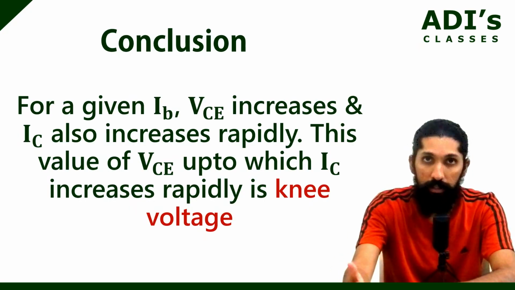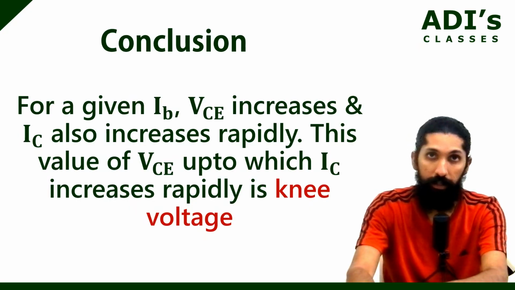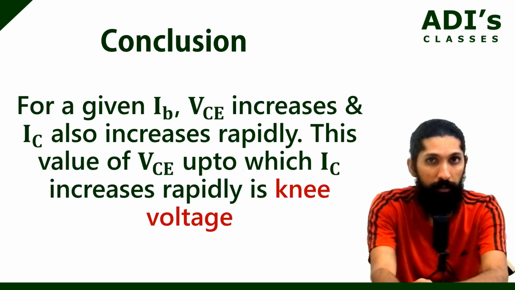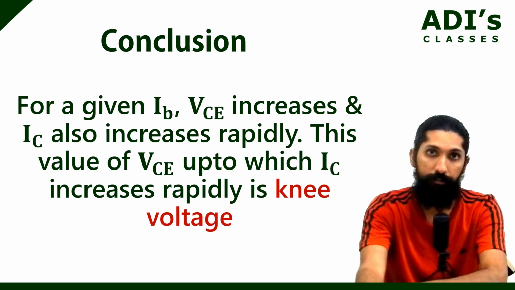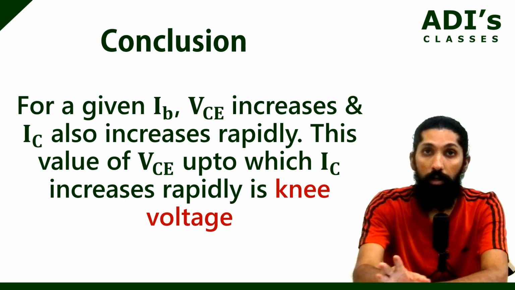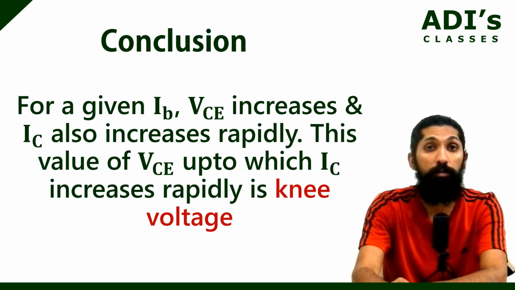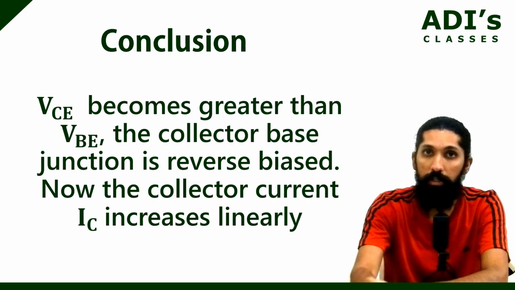IC also keeps on increasing. Now, both of them increase, correct? Now that you have that particular value, right? That voltage is called the knee voltage. Okay, knee voltage plays a very, very important part. Suppose VCE becomes more than VBE, assume. Okay, because you can change the value, right?